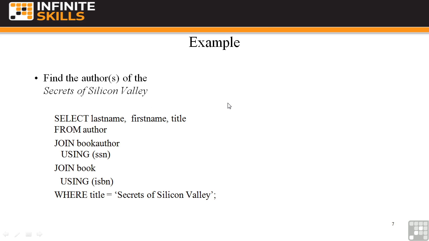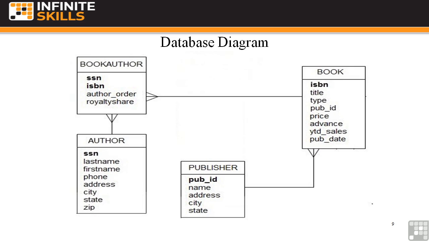Well, I'm going to go ahead 2 slides to look at the database diagram. Here's the author table with Social Security number as its primary key, the book table with the ISBN as its primary key, and both those tables connect to the book author table that has the combination primary key of both the SSN, Social Security number, and the ISBN number. So we connect through both.